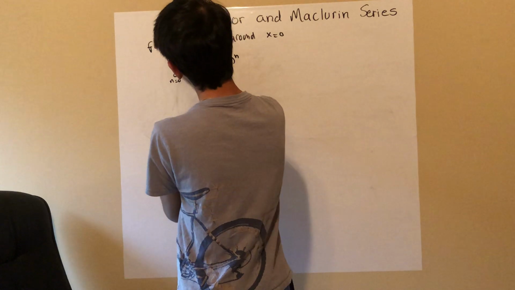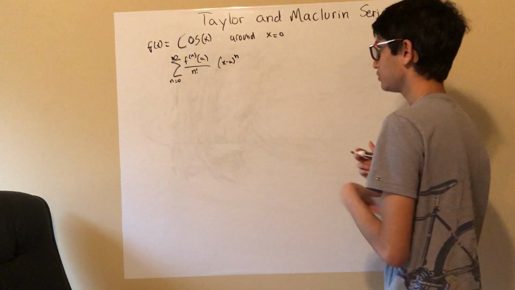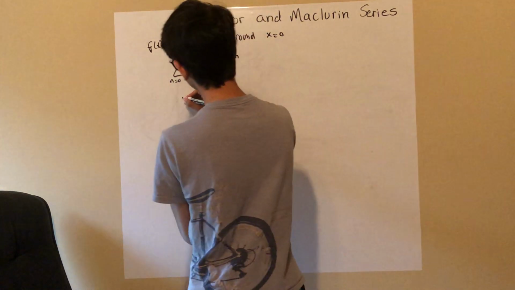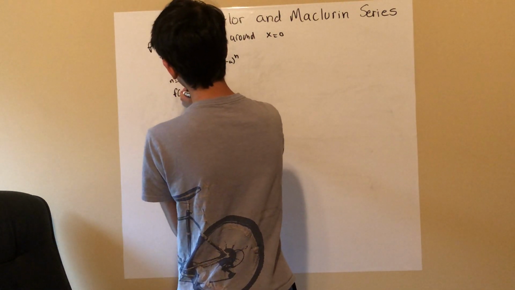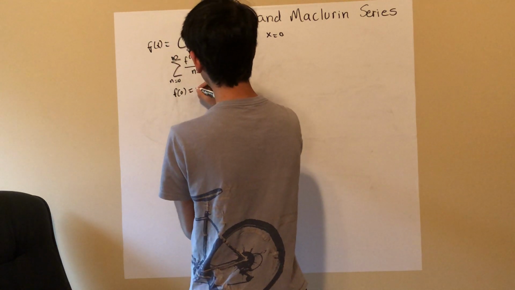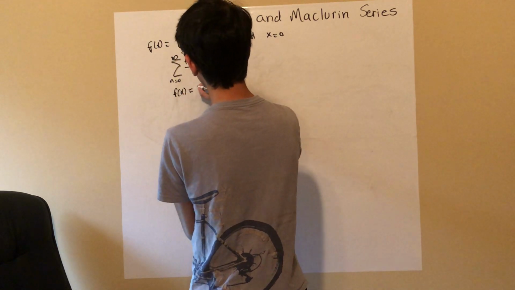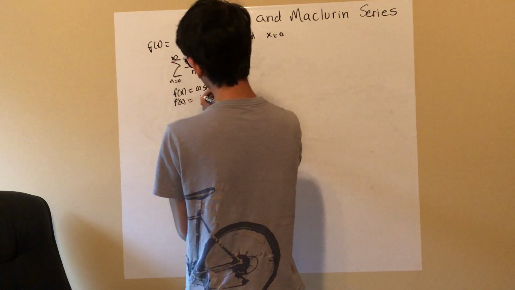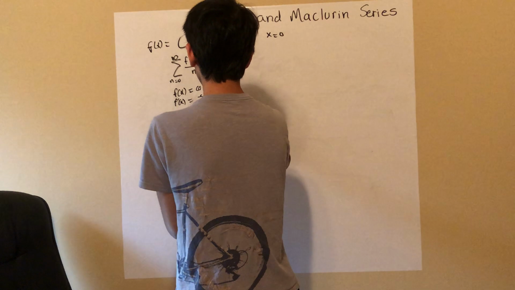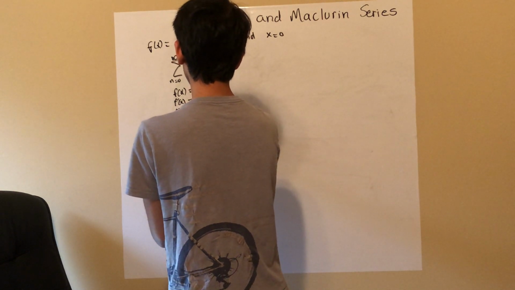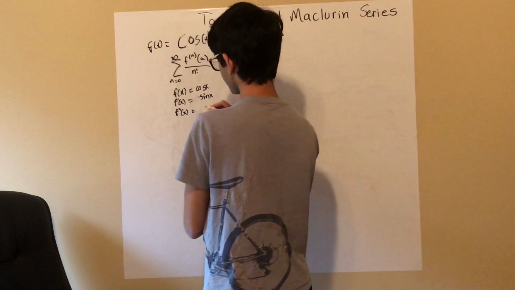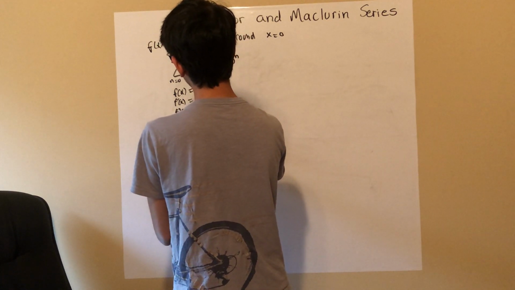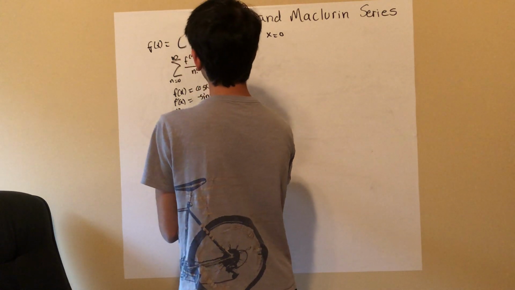So as you can see here, this is our definition, and now we can start. So first we have f of x equals cos x, f prime of x equals negative sine x, f double prime of x equals negative cos x, f triple prime of x equals cos x.